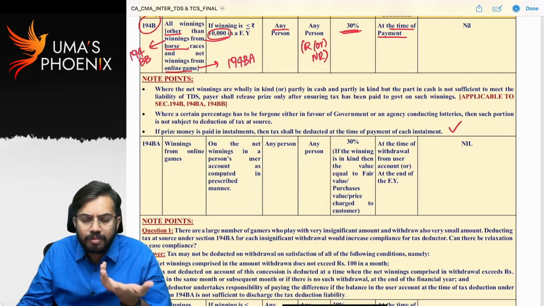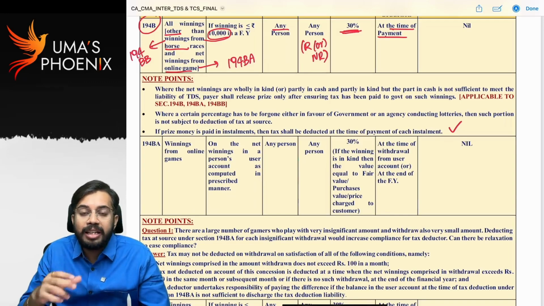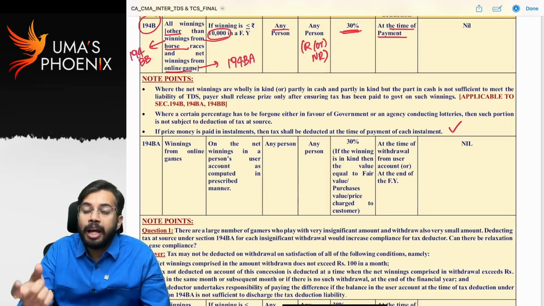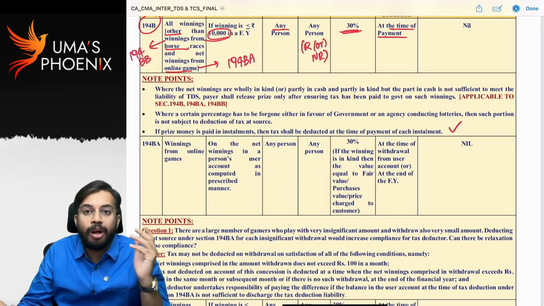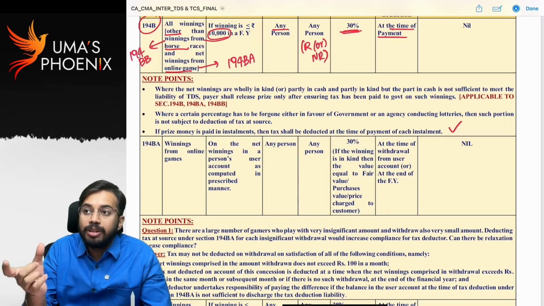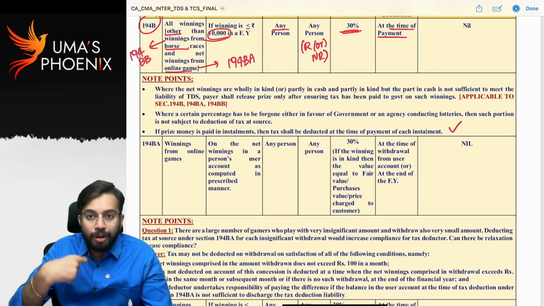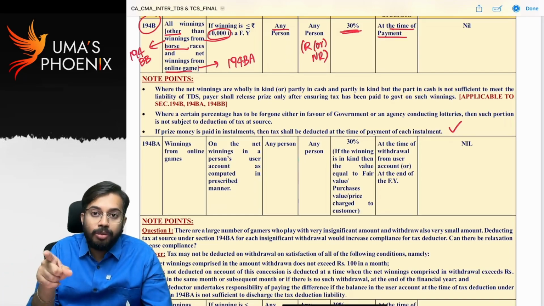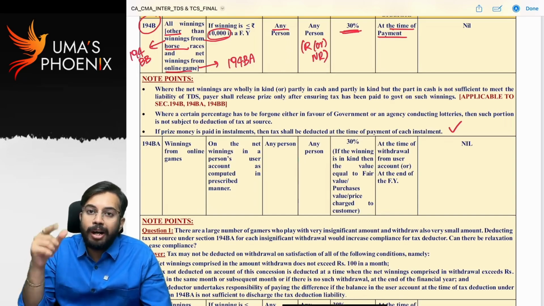Next, if winnings are in the form of kind, let's say I participated in a game show and I won a car. Whenever winning is in the form of kind, the payer should ensure TDS is paid on that kind before releasing it to me. That means, I won a car. So before giving that car to me, the payer, whoever the game show organizer is, has to ensure TDS is paid on that car.